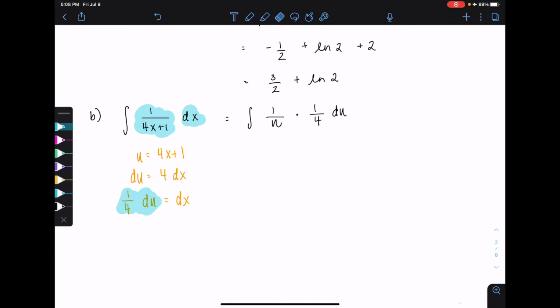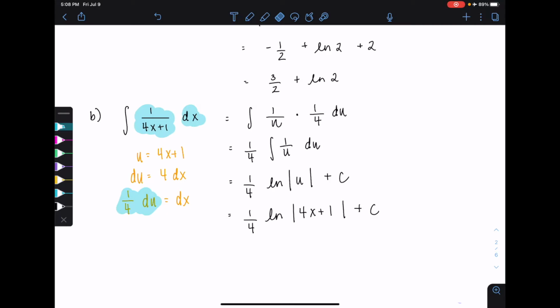So now at this point, we can pop out the 1 over 4, and then we're left with 1 over u du. The antiderivative of that is the natural log of the absolute value of u plus c. Then plugging in what our u is, that's going to be the natural log of the absolute value of 4x plus 1 plus c. So again, I need these absolute values because I have no restrictions on x back at the very beginning. So I need to make sure I'm not taking the natural log of a negative number.